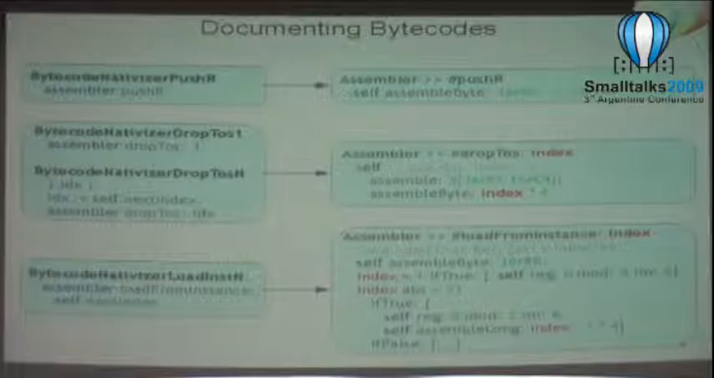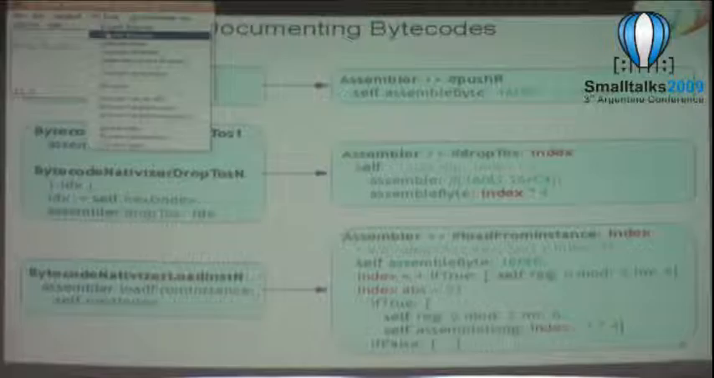Well, let me just show you this. I went through every bytecode in the VM and re-implemented it so it works. For example, the push R is a push R. That's easy, but okay, we have an object called assembler, and after we finished implementing every bytecode, we wanted to see if it was good or not.